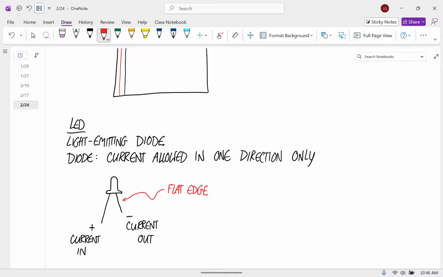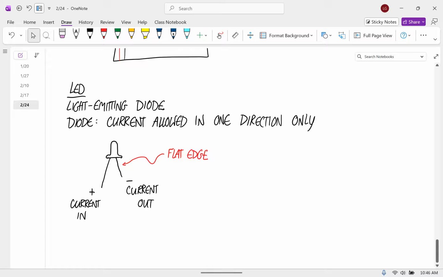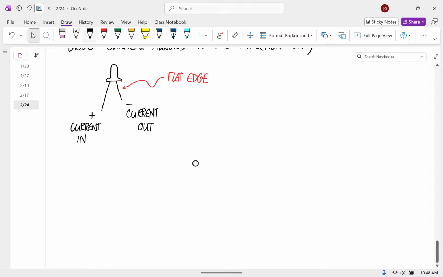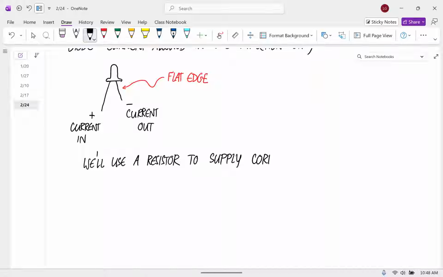Okay, so what we're going to do, let me go get, we'll use a resistor to supply the correct current to the LED.